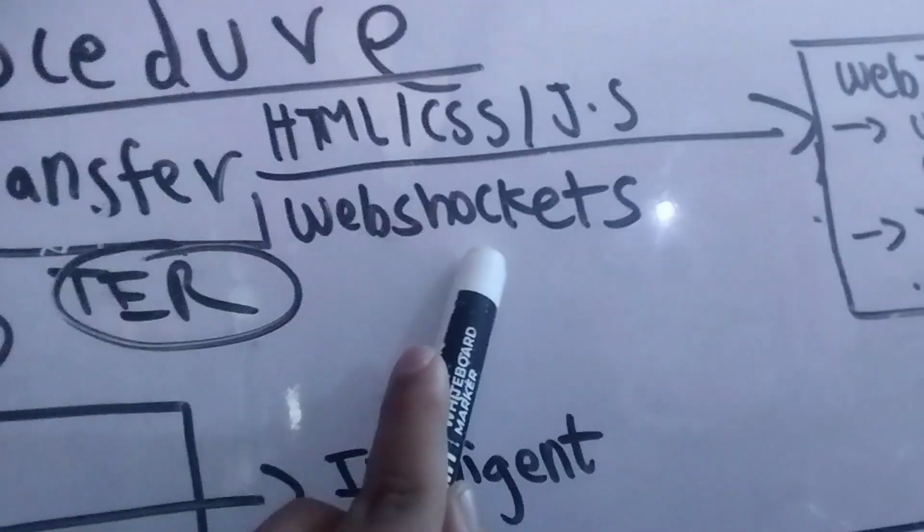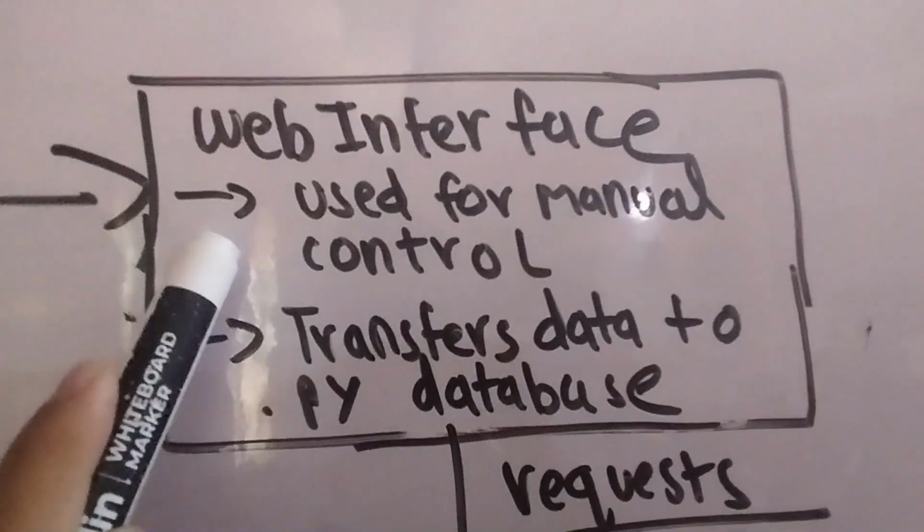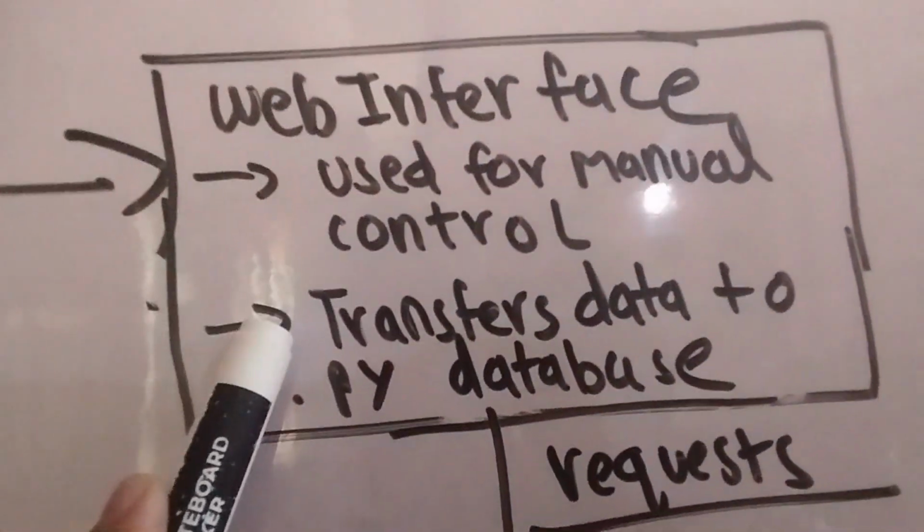Then, it moves to the process of transfer. Using HTML, CSS, JavaScript, and a few web sockets, we're able to create a web interface, which is used for manual control, and it transfers the data to the Python database using requests.